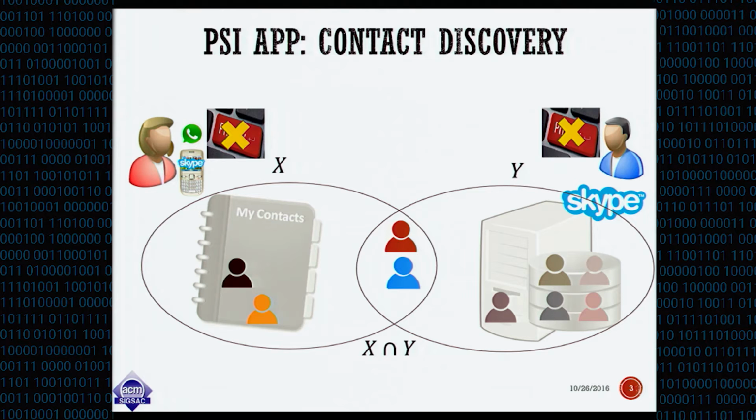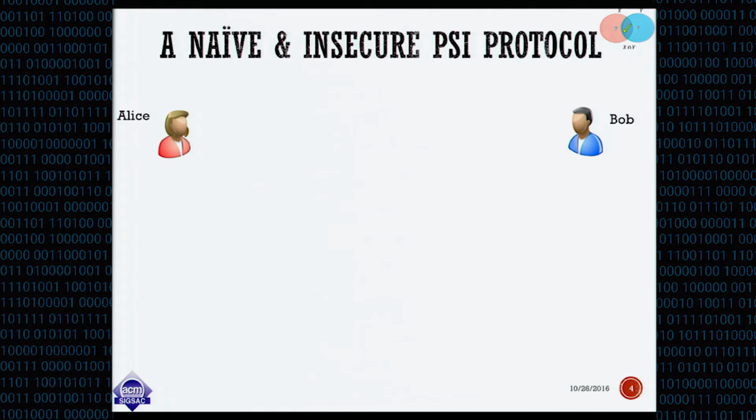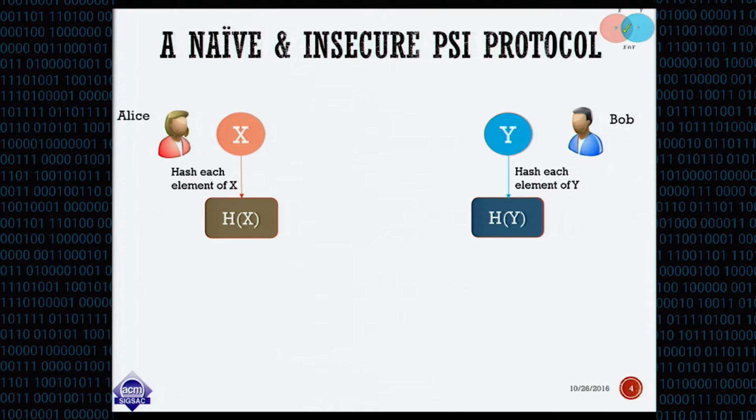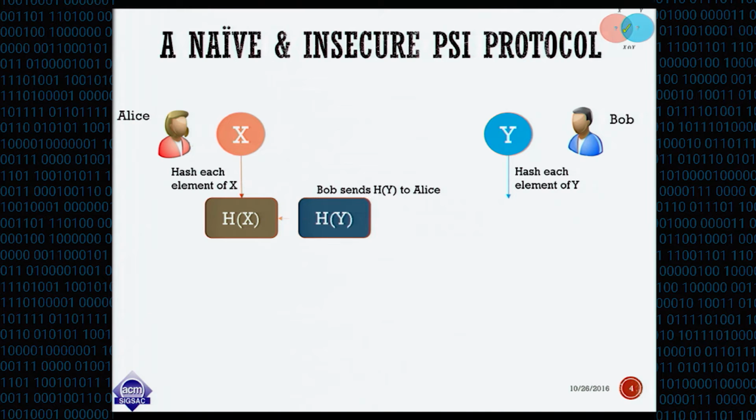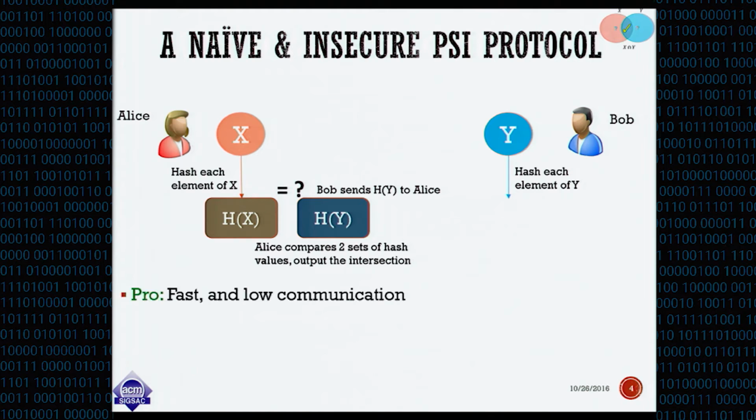When we think about private set intersection, we might come up with the following solution. Alice and Bob have sets X and Y. They simply hash each element of X and each element of Y. Then Bob sends the hash values to Alice. Alice simply compares the two sets of hash values and outputs the intersection. This protocol is very fast because we just need to compute hash values, and it has low communication. But unfortunately, it is insecure because it leaks the privacy of Bob's inputs.